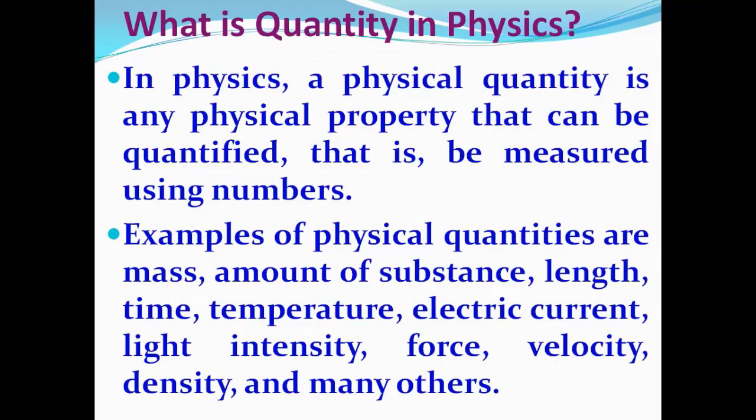So here, what is a quantity in physics? In physics particularly, a physical quantity is any physical property that can be quantified, that is measured using numbers. Examples of physical quantities are mass, amount of substance, length, time, temperature, electric current, light intensity, force, and so forth.